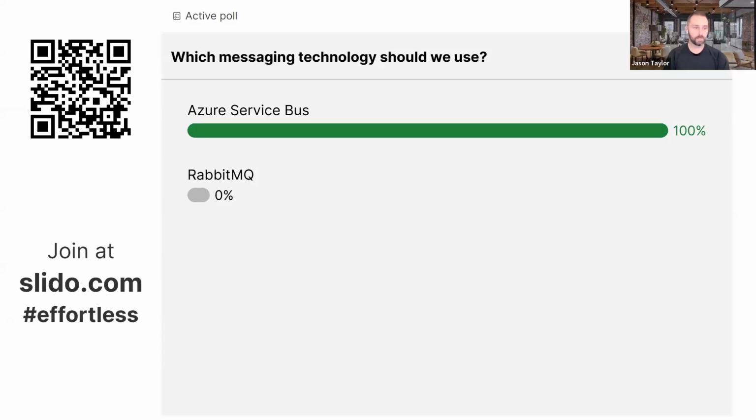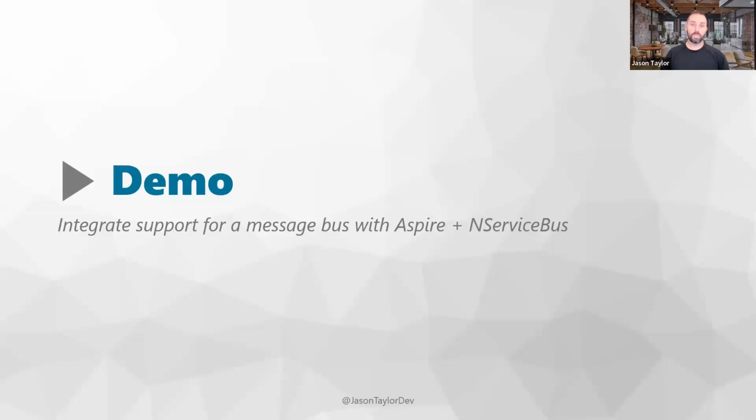It's always interesting to see which way this one goes. There's usually a bit of a battle, but not today. Azure Service Bus at 83%, 86. Wait a little bit longer. If there's some RabbitMQ fans on the webinar today, you better speak up. Otherwise, it'll be Azure Service Bus for the win. Here we go. All right. In the next demo, we'll switch from the learning transport to Azure Service Bus.